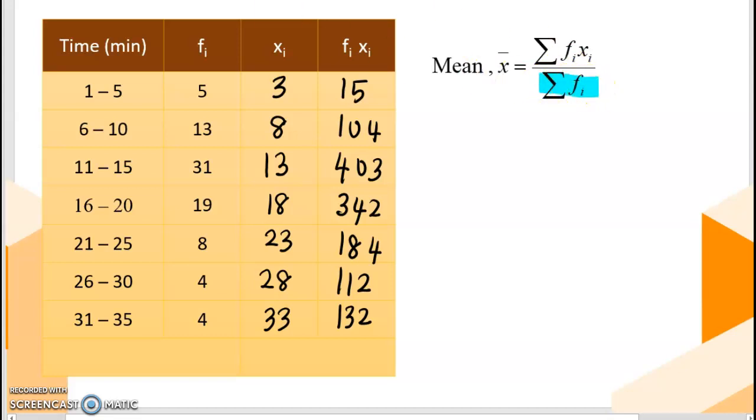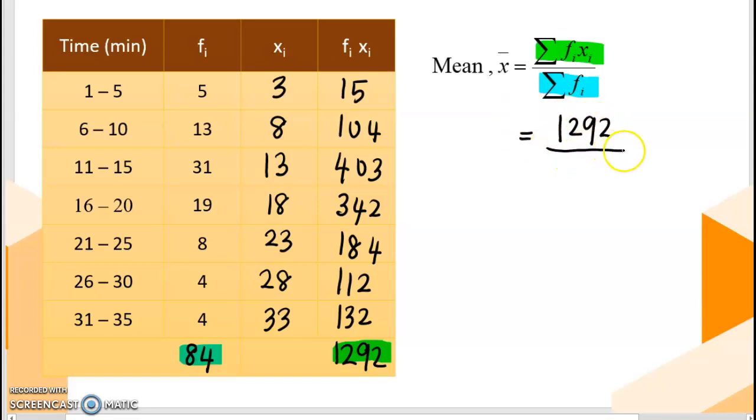Next, we are going to find summation of F and summation of Fx. Summation of F we get from the column F. We are going to sum up all the values, then we are going to get 84. Next, we are going to find summation of Fx. Here, the value will be 1292. And then substitute into the formula.